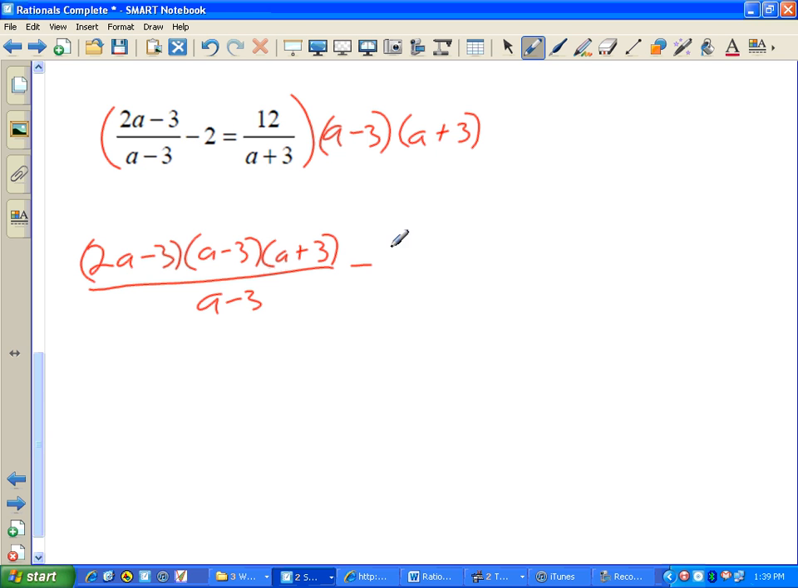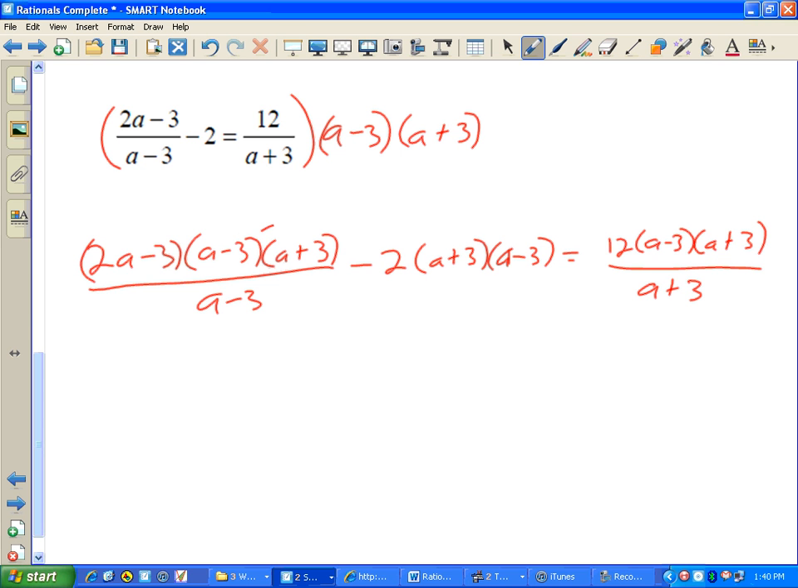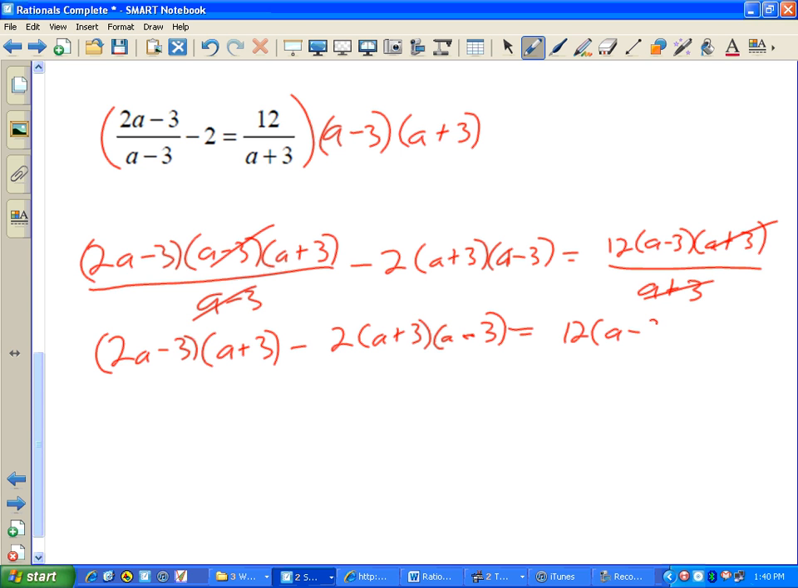Then we have 2 times these two, and that's going to equal 12 times those two over a plus 3. Now we can just simplify. This cancels with that. This one cancels with that. So I've got (2a minus 3)(a plus 3) minus 2(a plus 3)(a minus 3) equals 12 times just a minus 3.